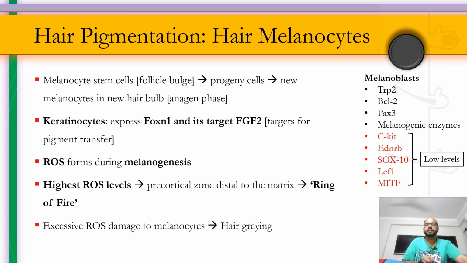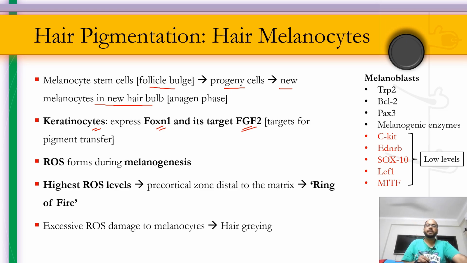Now, the melanocyte stem cells are at the follicle bulge. They will give rise to progeny cells. These progeny cells will form new melanocytes in the new hair bulb in the anagen phase. Clear? Keratinocytes express FOXN1 and its target FGF2. When keratinocytes have expressed FOXN1 and FGF2, they have labeled themselves as ready to receive the color. After expression of these molecules, melanin transfer will begin from the melanocytes to the hair keratinocytes.